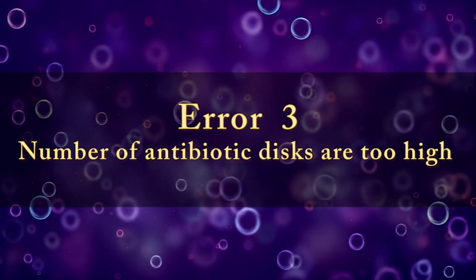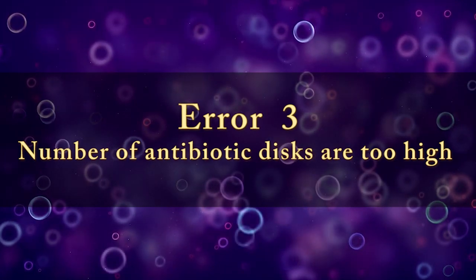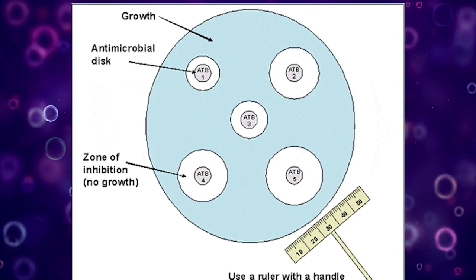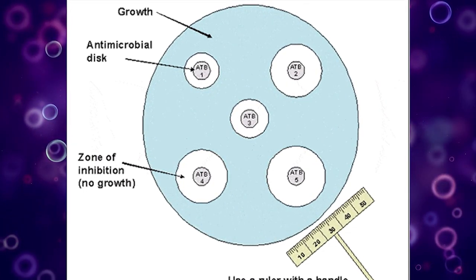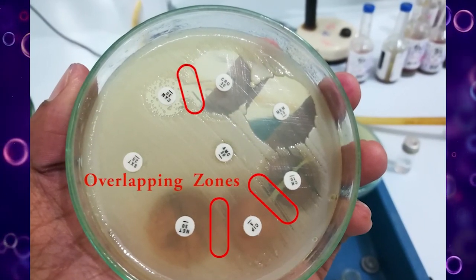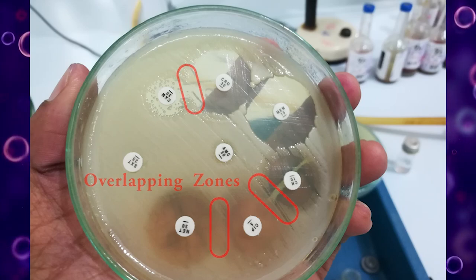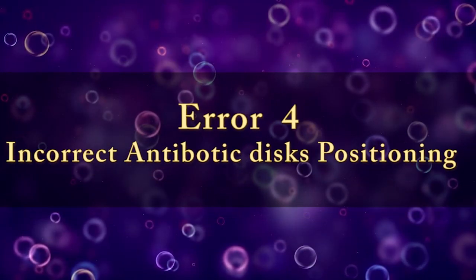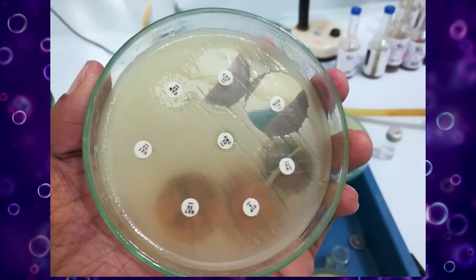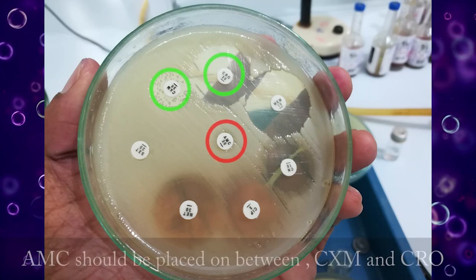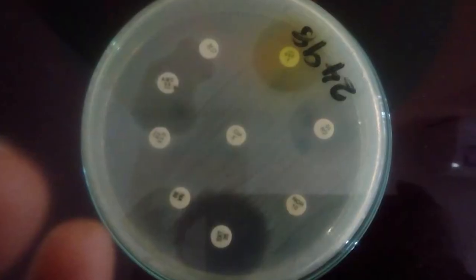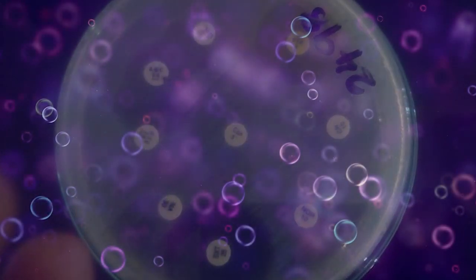Error number 3, number of antibiotic discs is too high. According to CLSI guidelines, you should place only 5 antibiotic discs on a 9 cm diameter Mueller-Hinton agar plate. Too many antibiotic discs create overlapping zones of inhibition. Error number 4, incorrect antibiotic disc positioning. AMC should be placed between CXM and CRO with the correct distance to identify ESBL producing organisms.